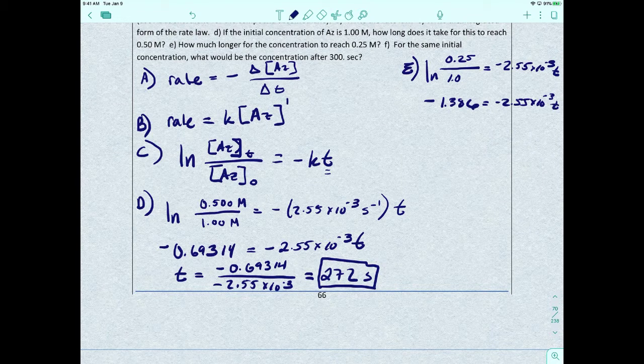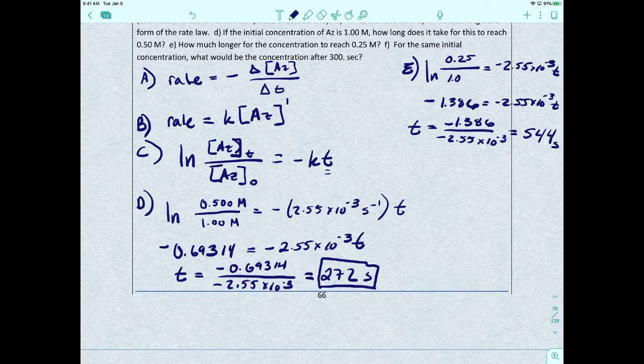All right, so if I divide both sides by negative 2.55 times 10 to the minus third, I get negative 1.386 divided by negative 2.55 times 10 to the minus third, and that should give us about 543 seconds, about 544. It comes out 543.644. So let's call it 544.